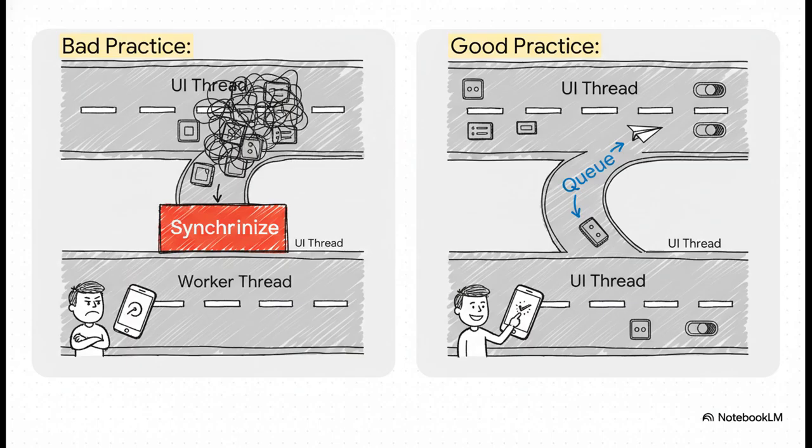Now look to the right. This is the right way. We spin up an anonymous thread, let it do the heavy lifting in the background, and when it's done, it uses TThread.Queue. This is the magic part. It's non-blocking. It just politely leaves a note for the main thread saying, hey, when you have a free moment, please update the UI with this. All the while, your UI stays perfectly smooth and responsive.